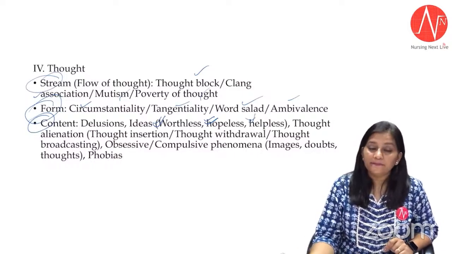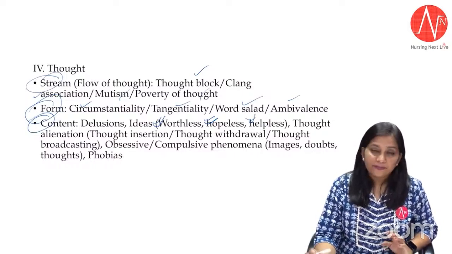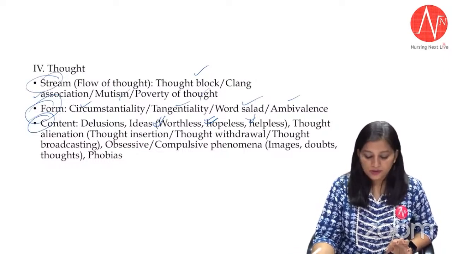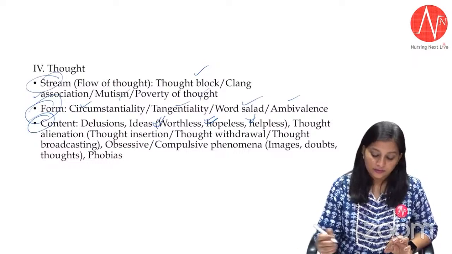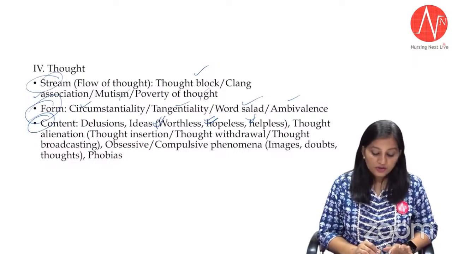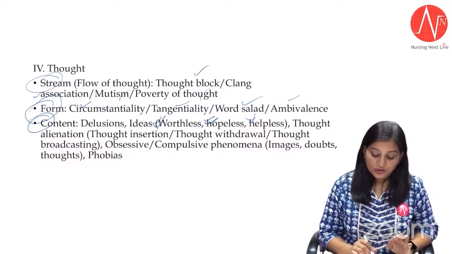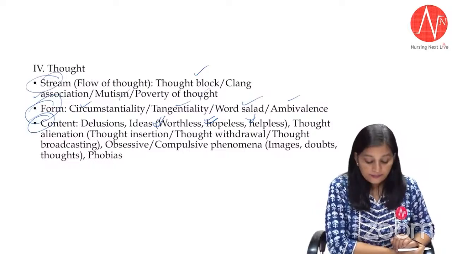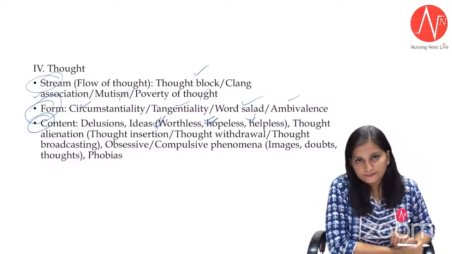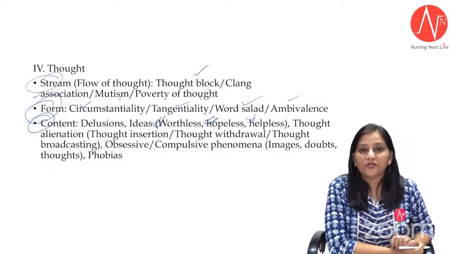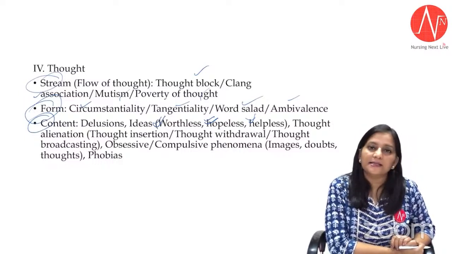No one can help me. I will be like this only. I cannot be better. Nothing can help me. So these ideas will come under content. Then thought alienation. In thought alienation there are three things: thought insertion, thought withdrawal, and thought broadcasting. Why is it called thought alienation? Because it is a type of alien phenomena. In thought insertion, the patient says that somebody else has inserted thoughts in my mind.